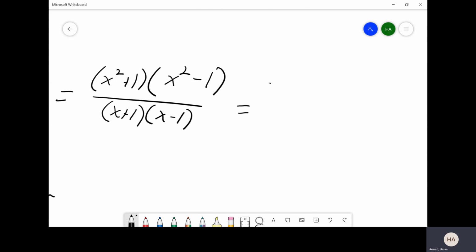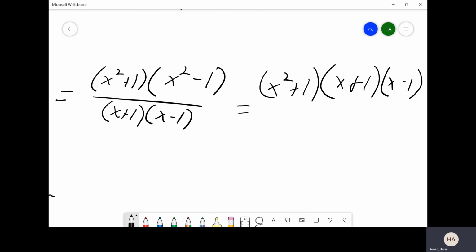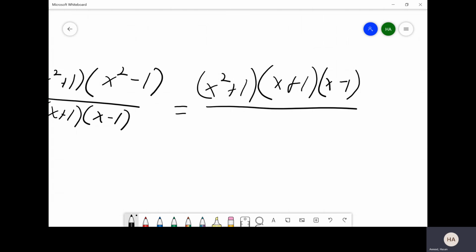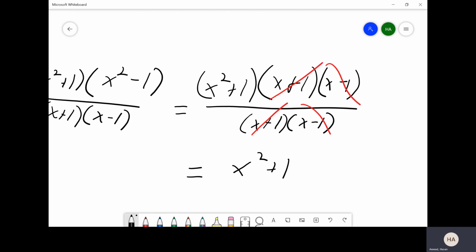So we keep the x squared plus 1 hanging around. Then we have times x plus 1 and x minus 1, right? Difference of squares, a plus b times a minus b. And when everything is said and done, we see we have the same factors on top that we do on bottom. So our x plus 1 cancels with the x plus 1, x minus 1 cancels with the x minus 1, and the only thing that we have left is x squared plus 1.